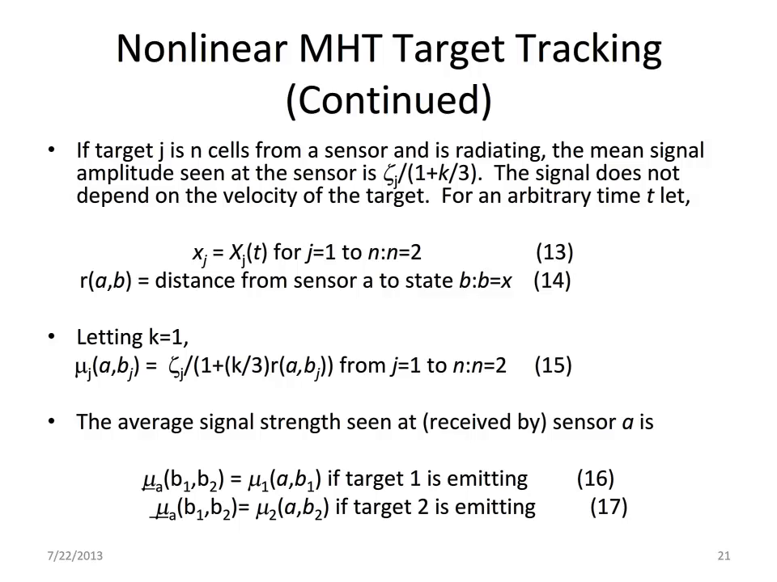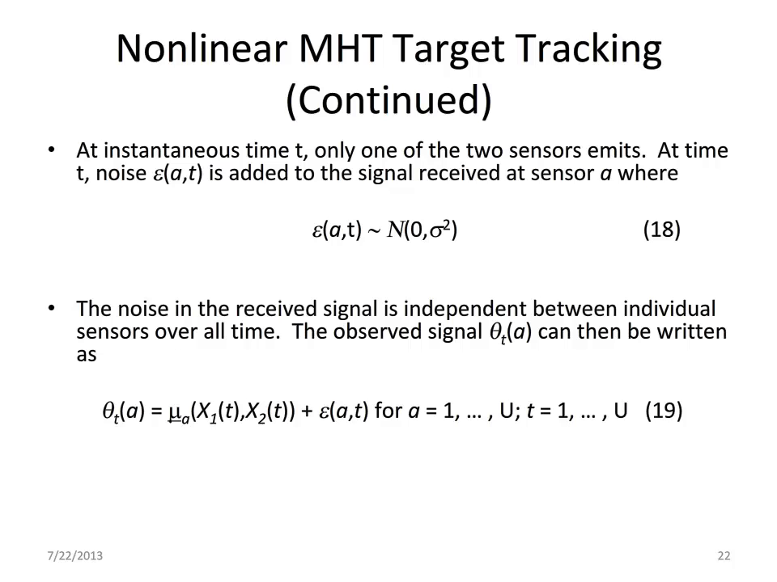We also have range (a, b) in parentheses, the distance from sensor A to state B, where b equals x. So it's the distance from a sensor A to a state X. Between state updates, what's the distance from the sensor to the target? And again, we're going to let k equal 1. Mu sub j, given the two parameters in equation 15, j equals 1 to n, where n equals 2.